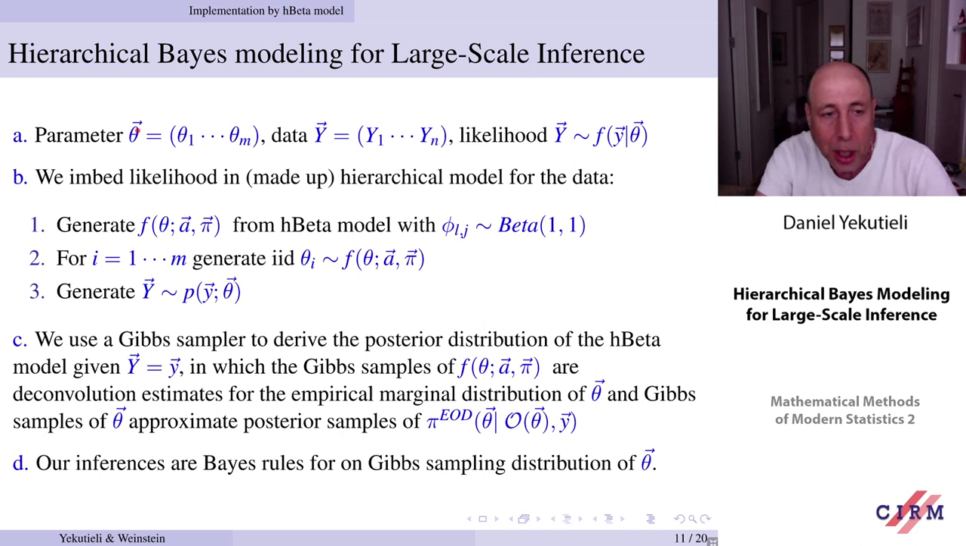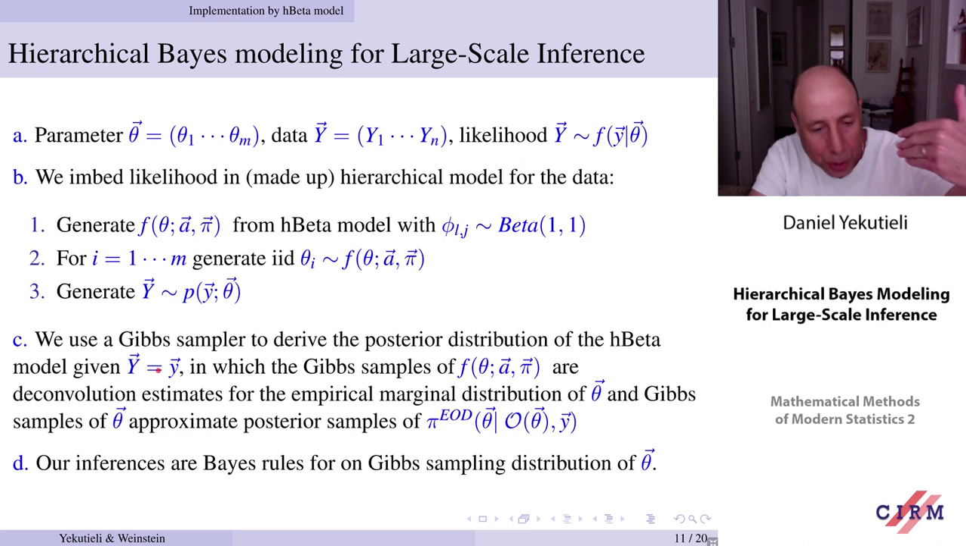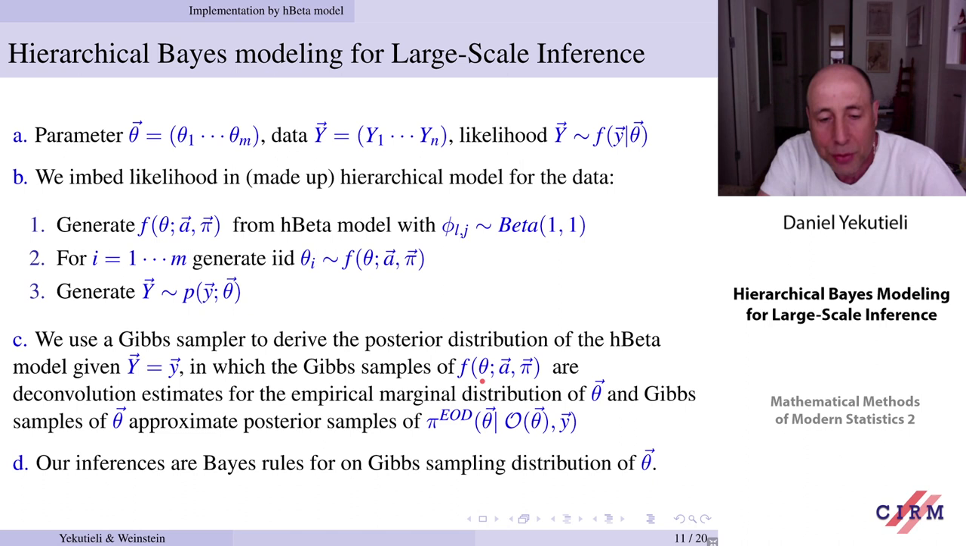In practice, we use a Gibbs sampler to derive the posterior distribution of the hierarchical beta model given Y, where this Y that was generated here is equal to the data realizations we see in practice. What our machine gives us is that the Gibbs samples of F, this random distribution, are actually deconvolution estimates of the empirical marginal distribution of theta. Furthermore, Gibbs samples of theta approximate the posterior samples of this. This is what we're actually looking for.